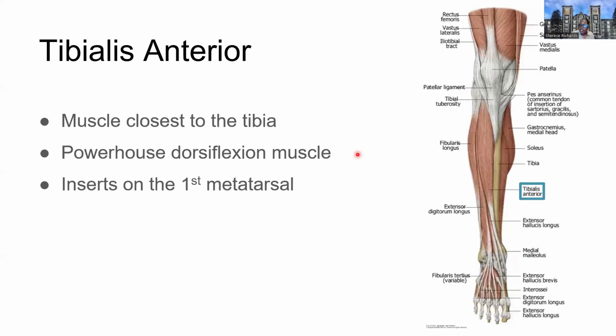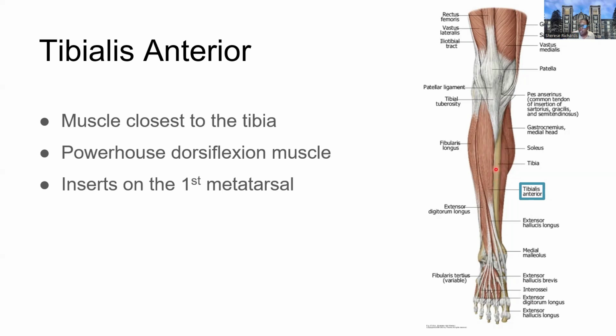Now, let's start with the anterior compartment. We have muscles that are very close to the tibia. The tibia is one of the rare instances in the body where the bone comes very close to the skin. There's not very much musculature covering the anterior aspect of the tibia, and you can palpate this on yourself. Very close under the skin, we can palpate the tibia bone.